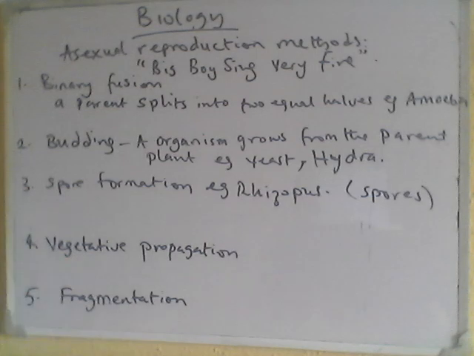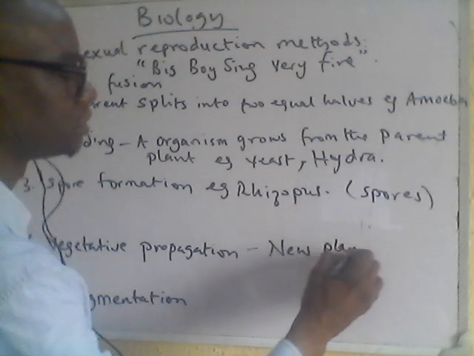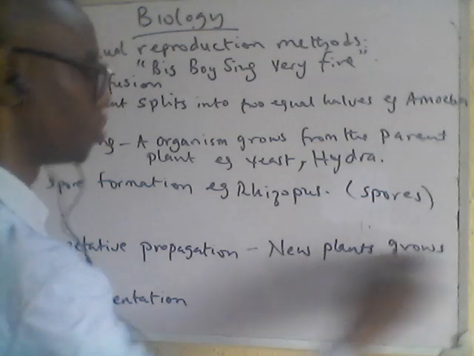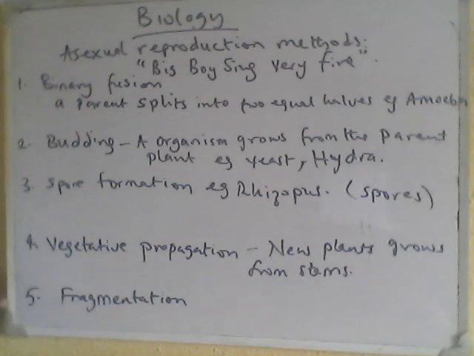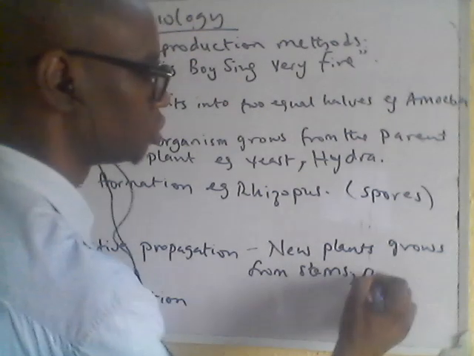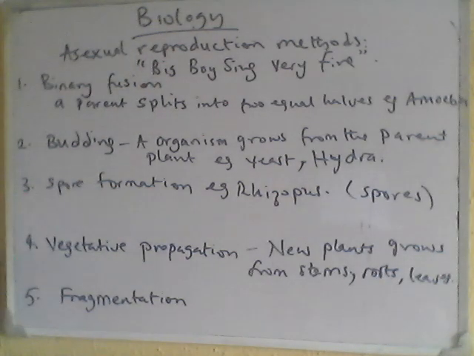So vegetative propagation is where new plants grow from stems. So here is just simple. New plants grow from stems. Okay, we do this practice a lot in agriculture, where we just take the stem. It could be stem, it could be roots, it could be leaf. So you generate a new organism or plant from those parts of the plant.